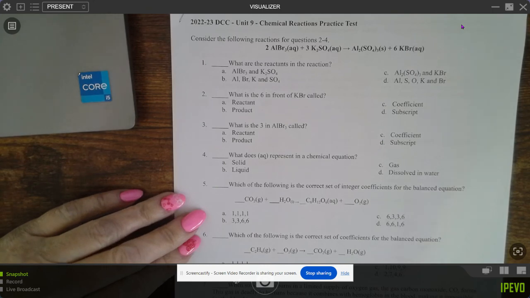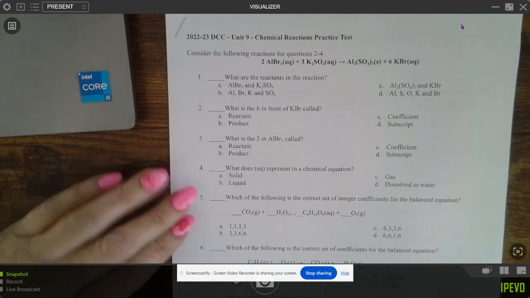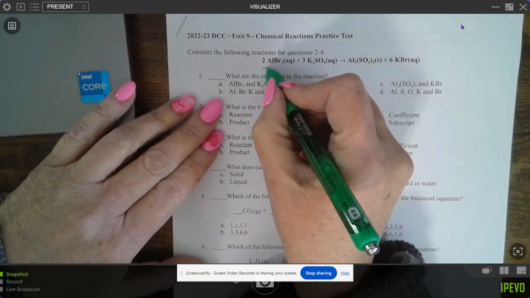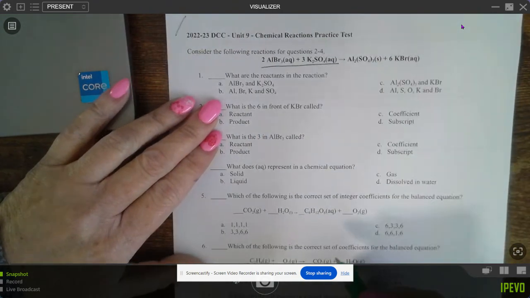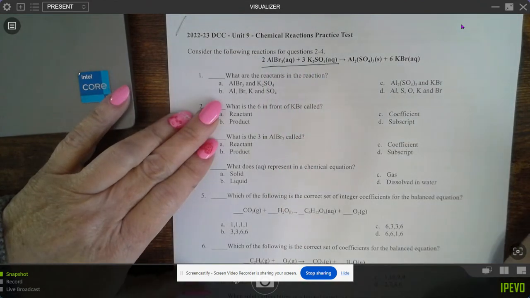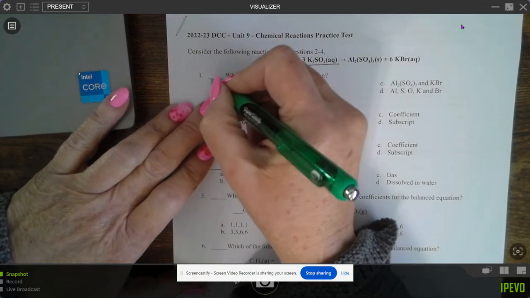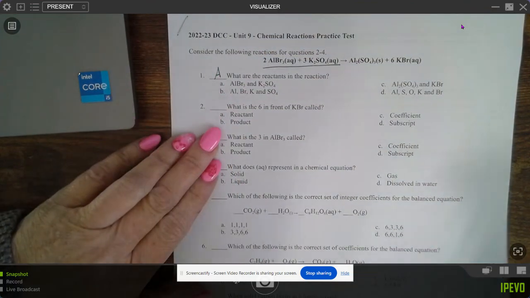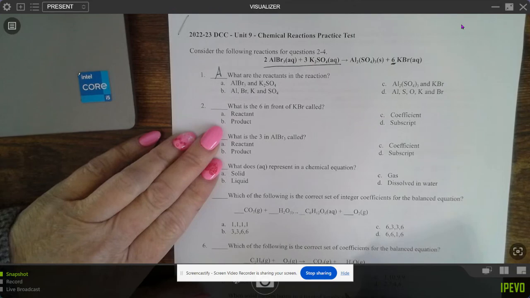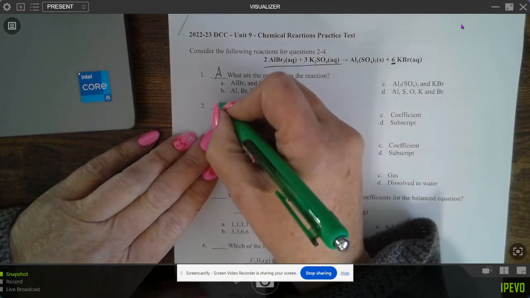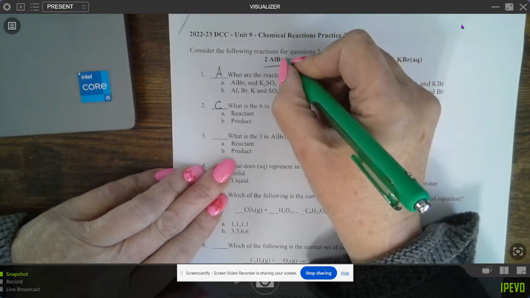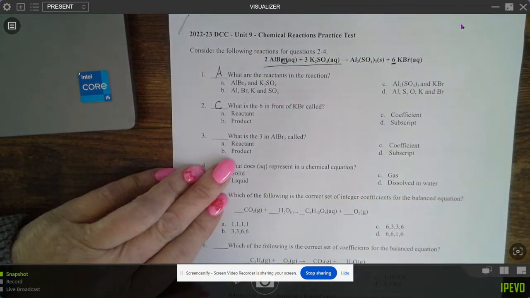So let's take a look at this equation. The reactants are always the things on the left side of the arrow. So in this case, AlBr3 and K2SO4. So that would be A. What is the 6 in front of KBr? The big numbers out front are coefficients. The 3 in AlBr3, the little number, is a subscript.